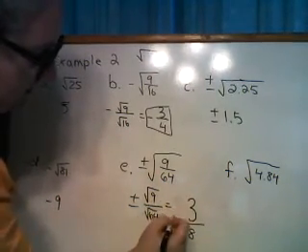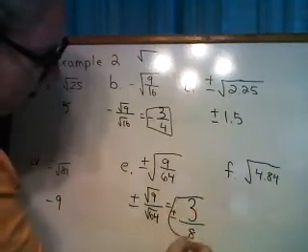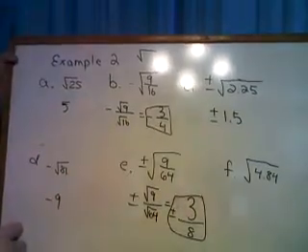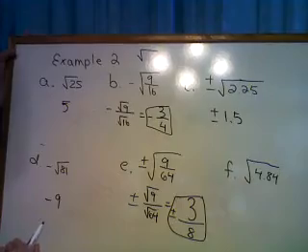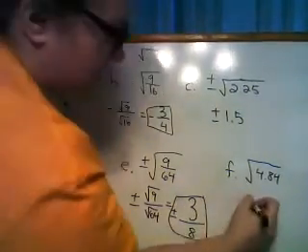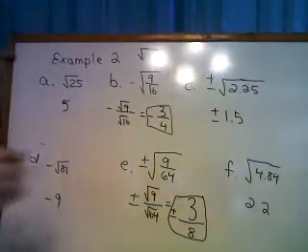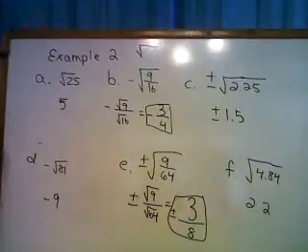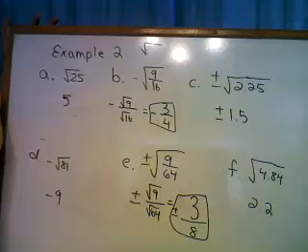Again, if you wanted to write 3/8 and negative 3/8, you can. You don't have to. You could do the plus minus. And then the last one, the square root of 4.8, is simply 2.2. And again, your calculator has a square root function already built in. You just type it in.